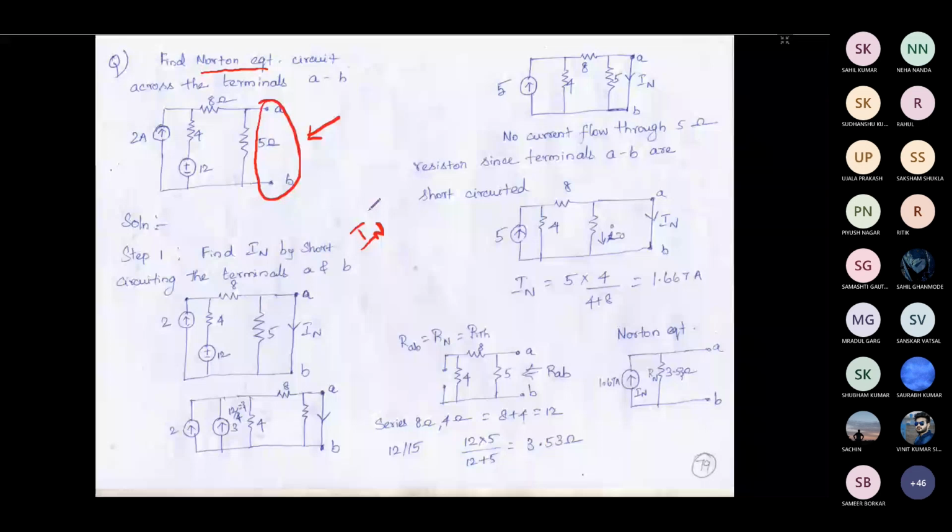I have to short circuit the load terminals. Here the load terminals are A and B, and they themselves have mentioned to find it across the terminals A and B. So you short circuit the terminals A and B.